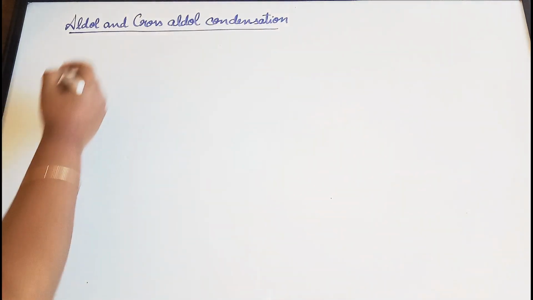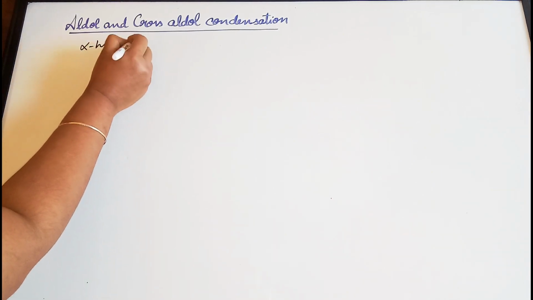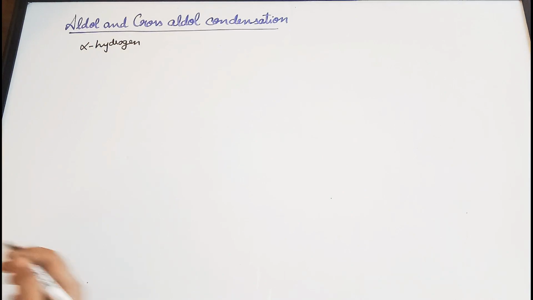In this video, we are going to be learning about aldol and cross-aldol condensation. Before we understand what aldol and cross-aldol condensation is, we need to know what an alpha hydrogen is. Let's take two examples, an aldehyde and a ketone.